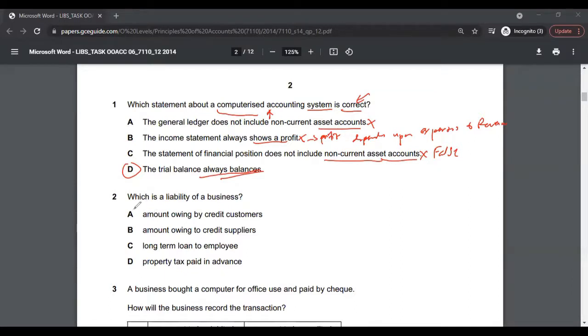Multiple choice 2, which is the liability of a business? Amount owing by credit customers? No, this is not a liability. This is a receivable. Amount owing to credit suppliers? Yes, this is a liability. This is called trade payables. So the answer to multiple choice 2 is option B.